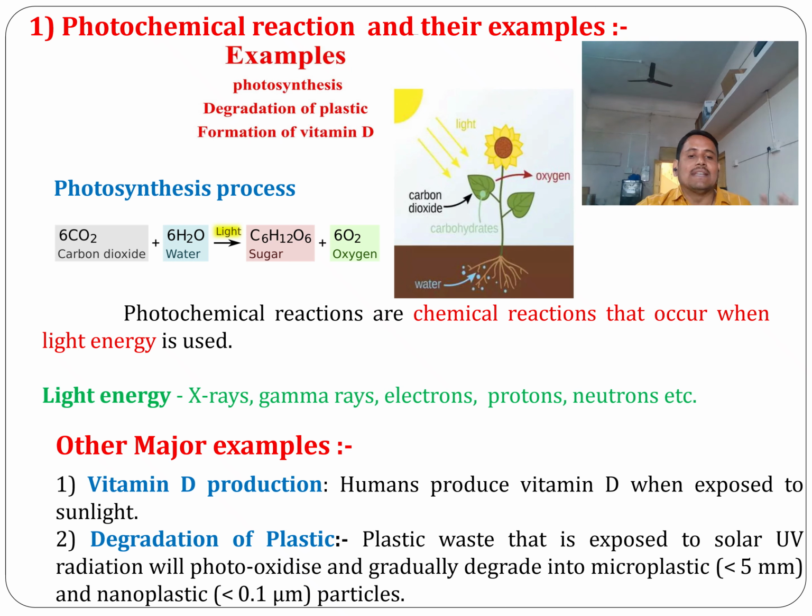Other examples are vitamin D production, when humans produce vitamin D in the presence of sunlight, and the degradation of plastic. Degradation of plastic occurs in the presence of solar UV light. That means the polymer is photo-oxidized, and finally we get microplastics and nanoplastics, where the particles are below microns.